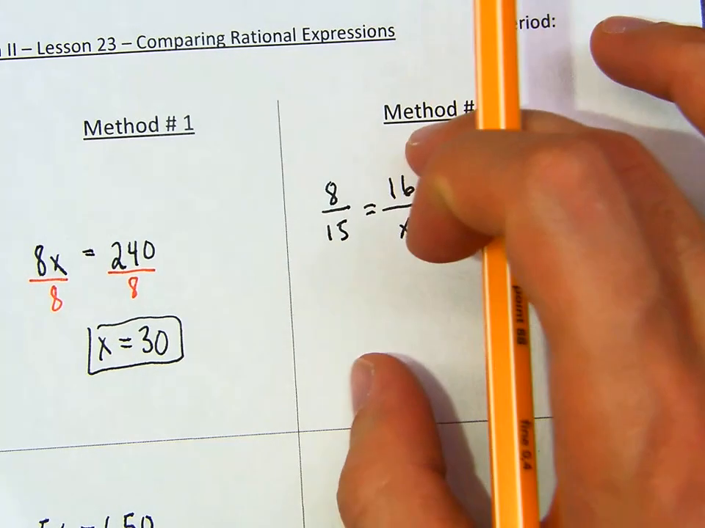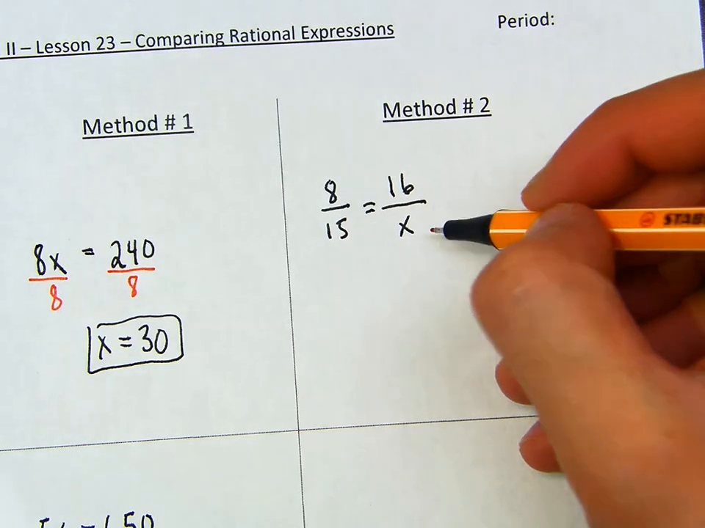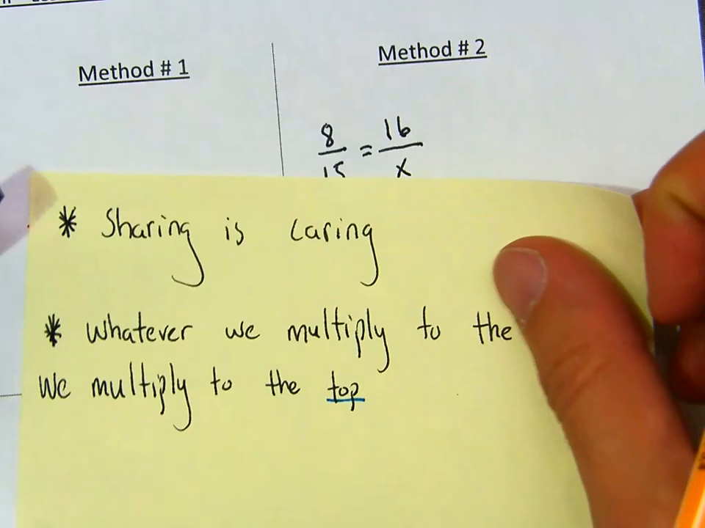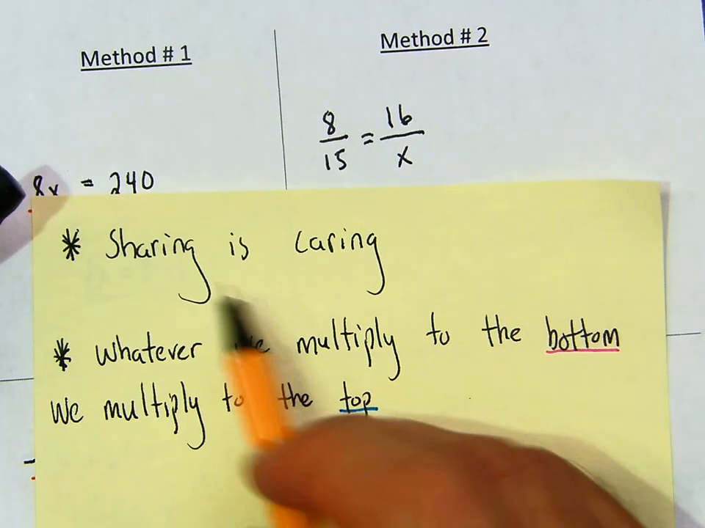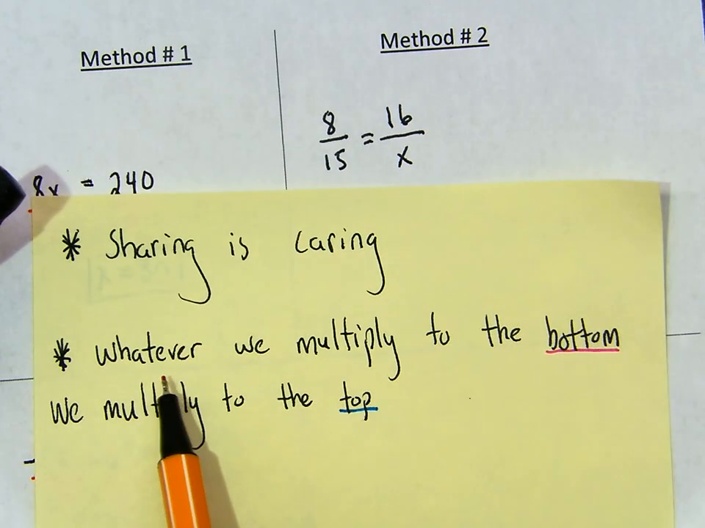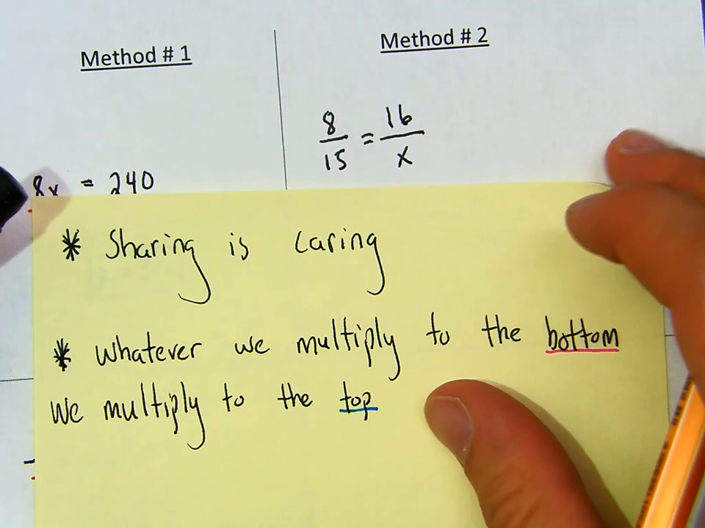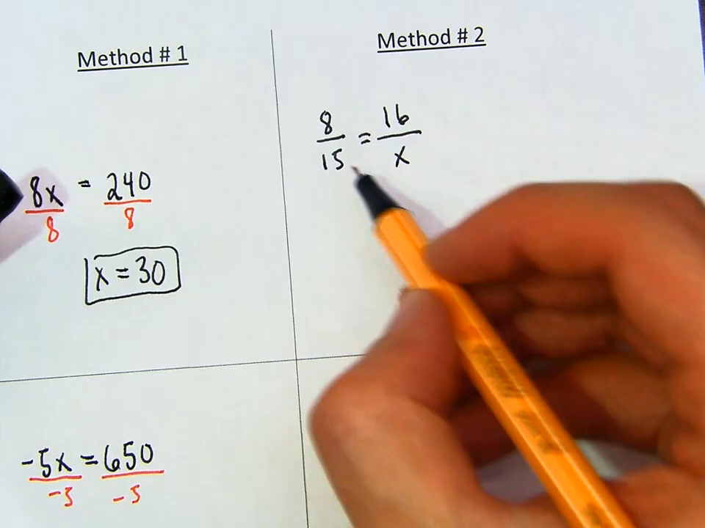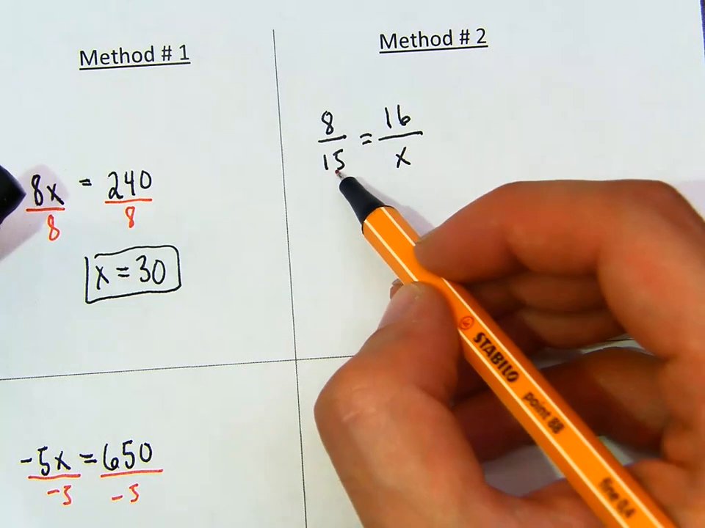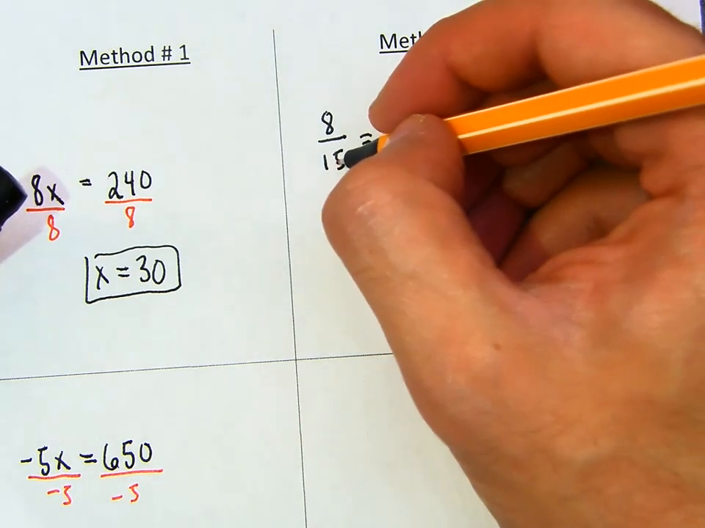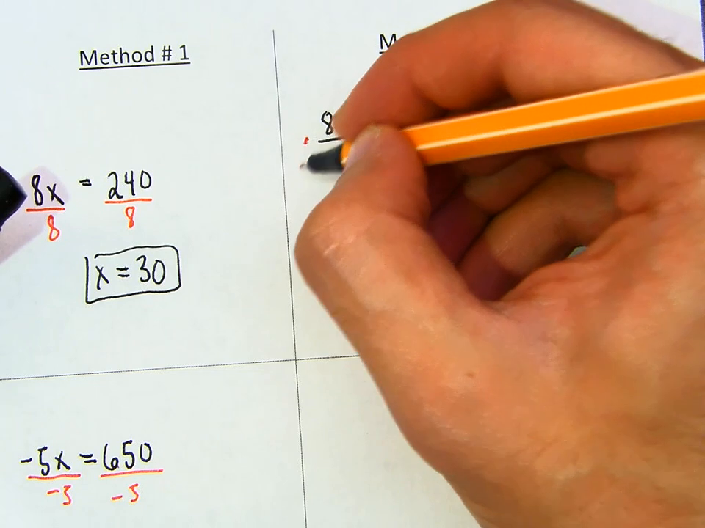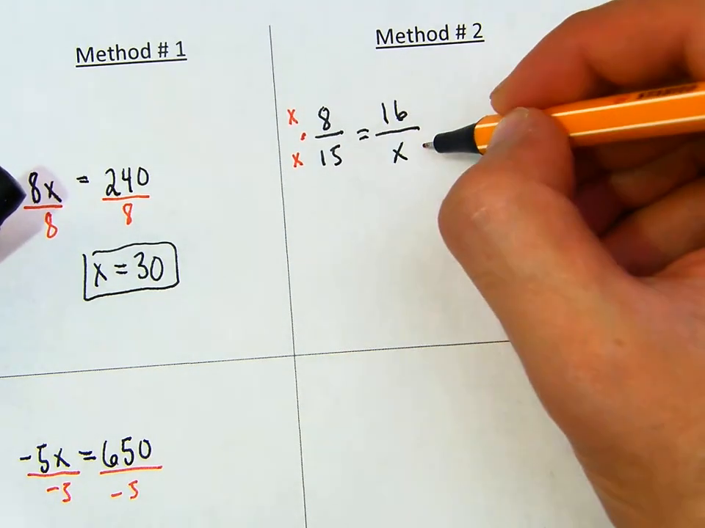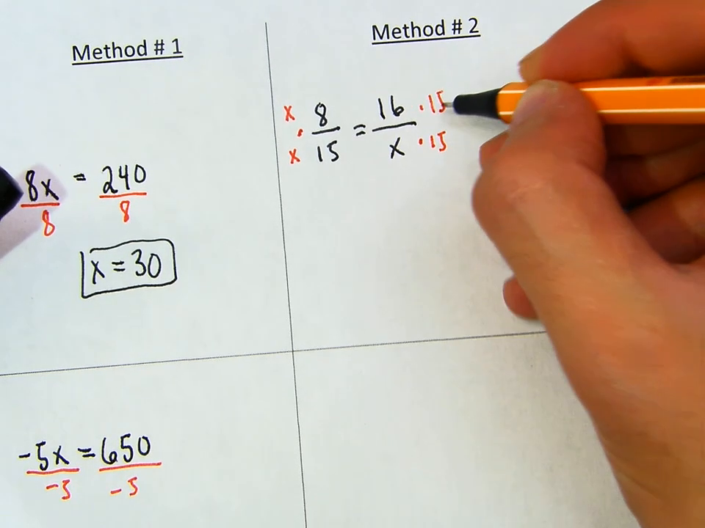So notice, if you want to see how it's done, notice this has a 15 and this has an x. This always really helps me when I learned it a long time ago. This idea of sharing is caring. So whatever we multiply to the bottom, we multiply to the top. And what do I mean by this idea of sharing is caring? Notice there's a 15 here and an x here. What is this missing? This is missing an x. So what we do is we multiply top and bottom by x. What is this missing? It's missing that 15, so I multiply the top and the bottom by 15.